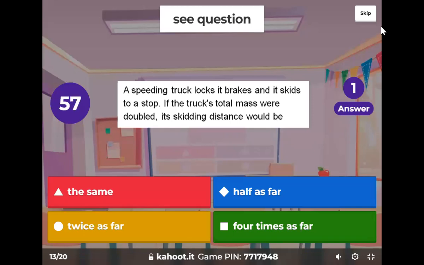Speeding truck locks its brakes and skids to a stop. What if the truck's mass had been doubled? Now what would happen to its skidding distance? 10 more seconds. Three, two, one.